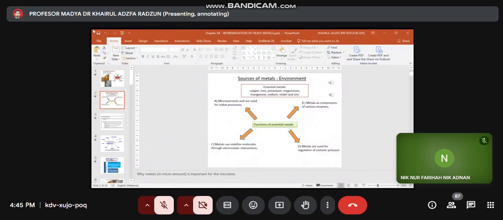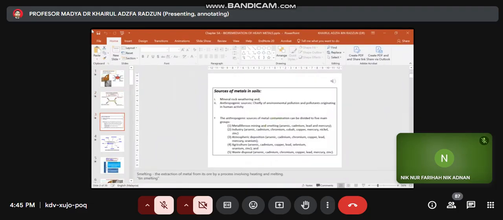So in order to maintain the cells so that they are still intact, and no plasmolysis or crenation can happen to the cell. These are very important aspects that need to be understood, and you must know the importance of these essential metals within the cells. Okay, the next slide.